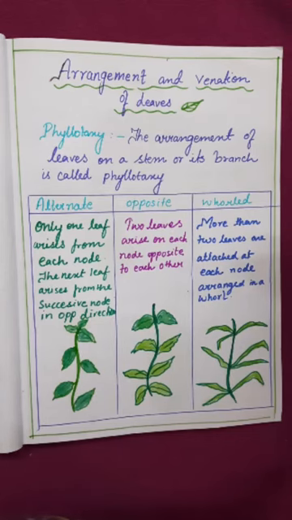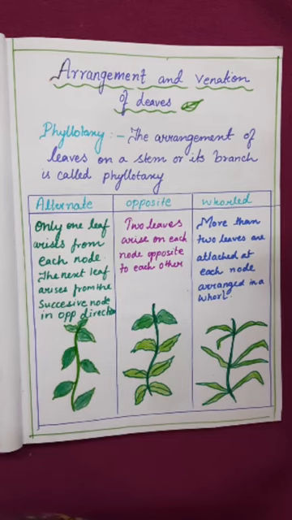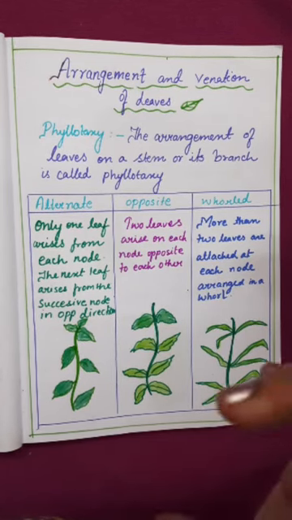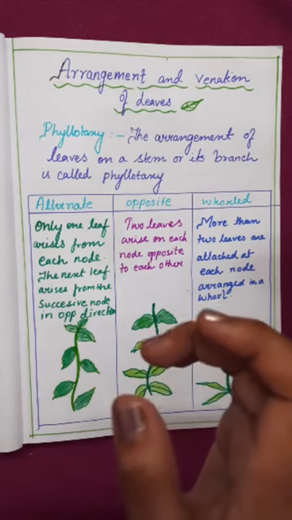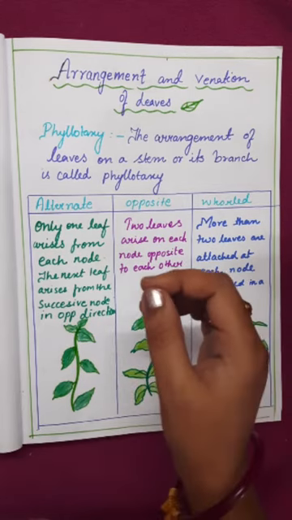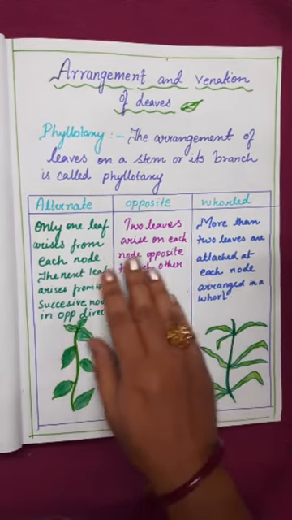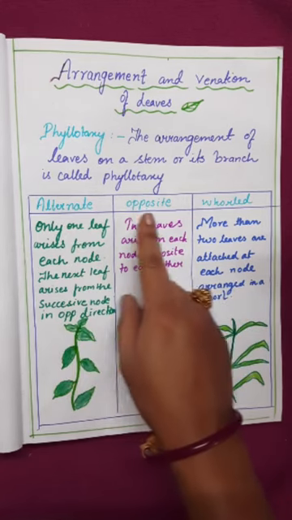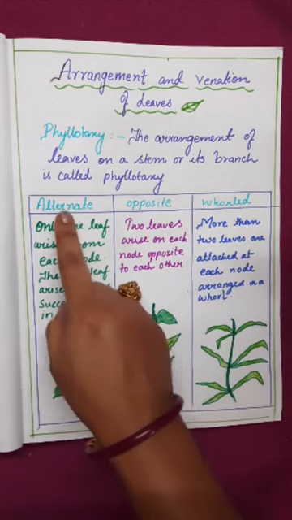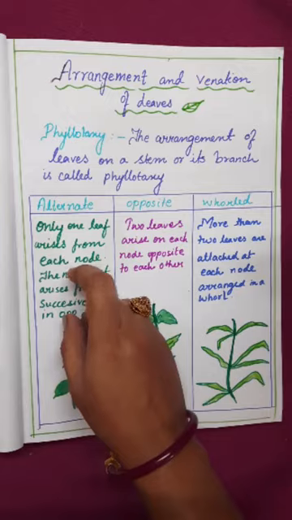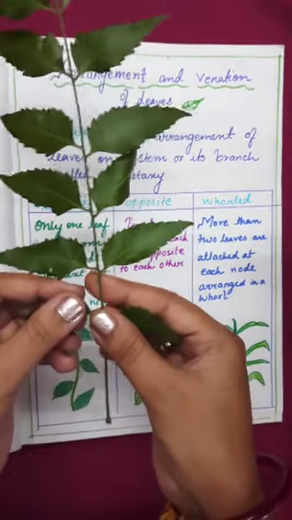The arrangement of leaves on a stem or its branch is called phyllotaxy. Phyllotaxy is the term given which is based on the arrangement of the leaves on the stem. There are basically three types: the alternate, the opposite and the whorl. Let's first see the alternate one. In the alternate one, the leaves are in an alternate form.